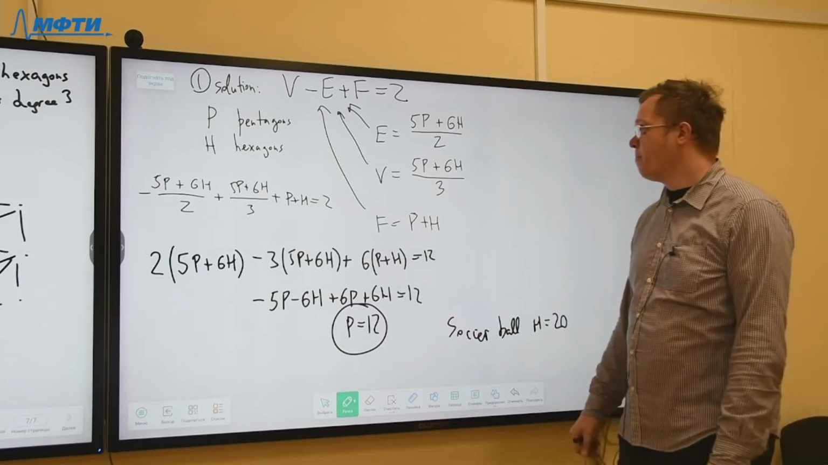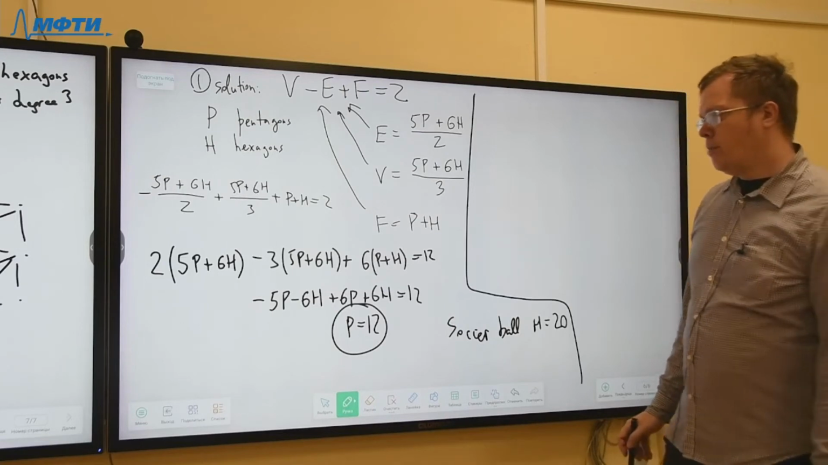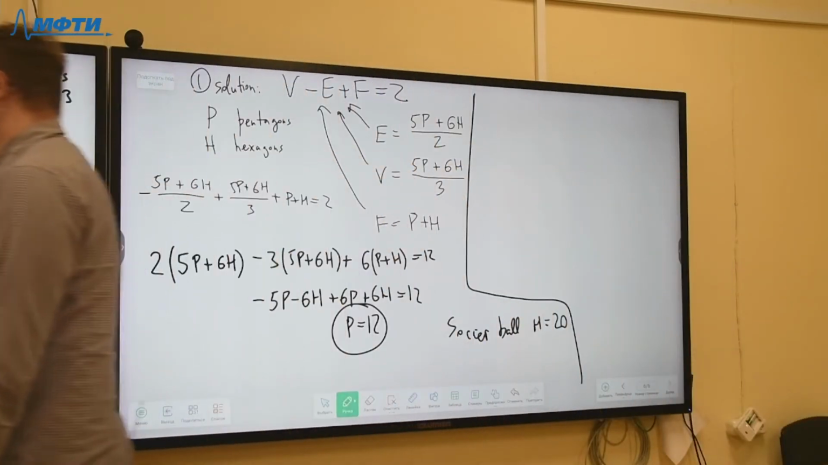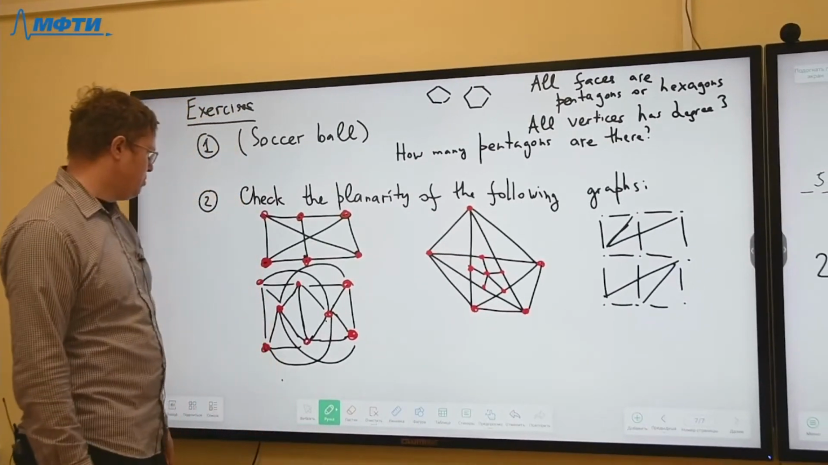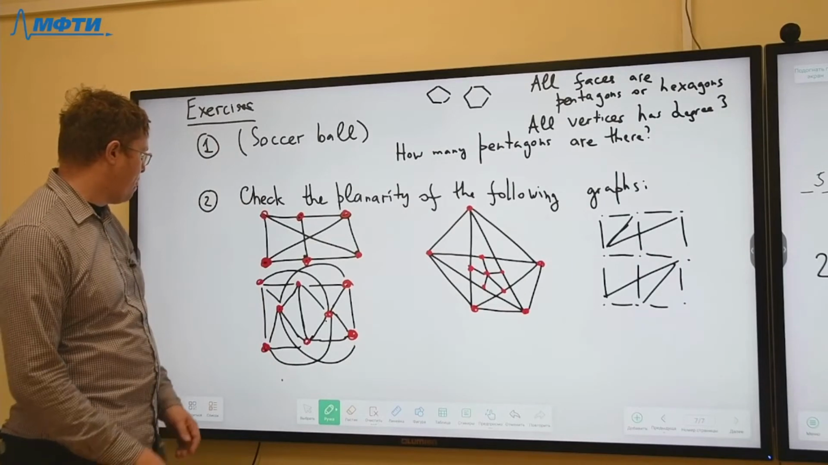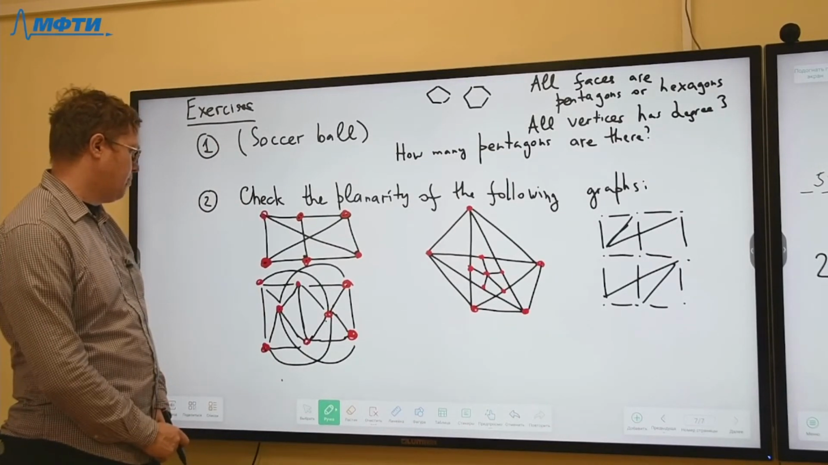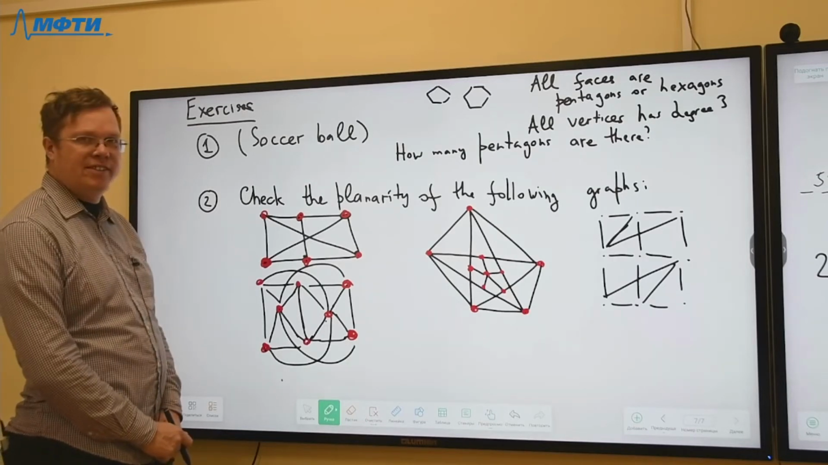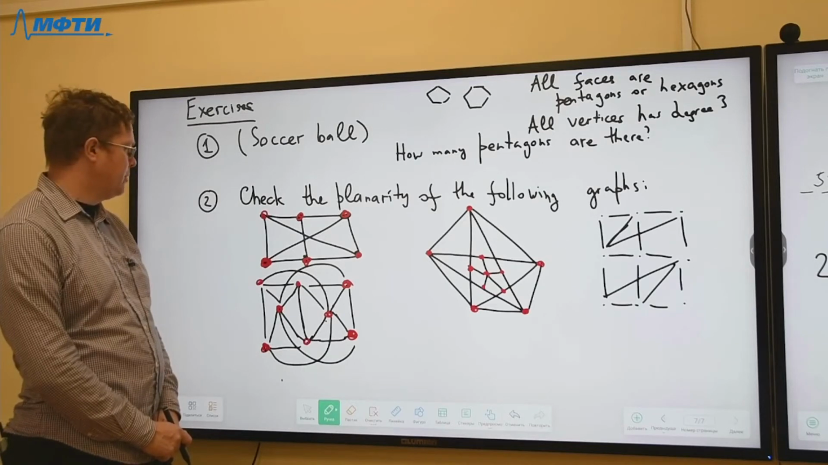Okay. If you just look at these pictures, okay, what about them? Is it planar or not?